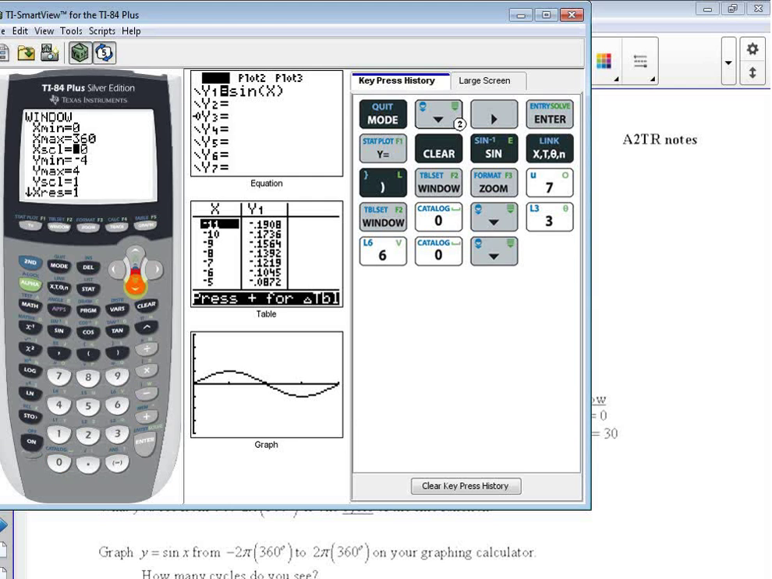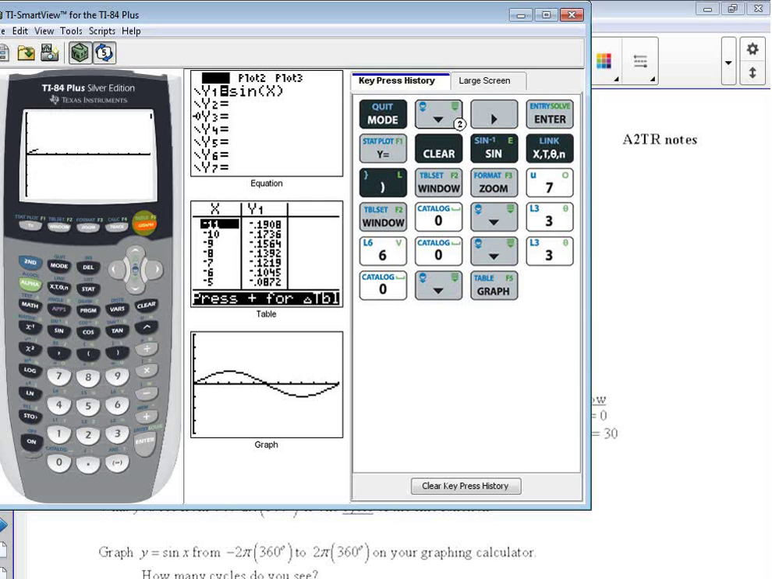The x scale I usually go by 30s, which are the little marks on the x-axis. You don't want them to go by ones anymore because there's 360 of them. And then the y-min you want to just keep at -4 and the y-max at +4. And then hit graph and you'll see a picture in quadrants 1, 2, 3, and 4, but you'll only see one sine curve. You will see the sine curve like we just drew when we took the lengths of the y-coordinates.